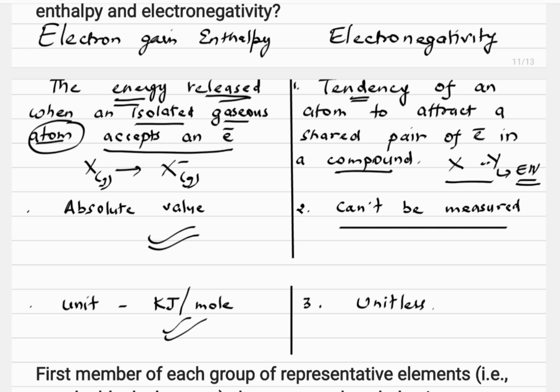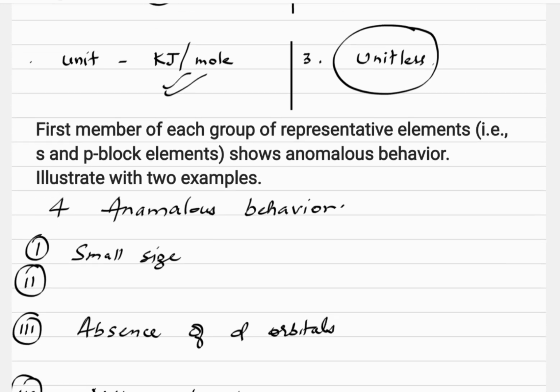They are assigned by the scientists. We did not measure it by some method. Now since it's only a tendency, it doesn't have a unit. It's a unitless property. Moving on to the next question.